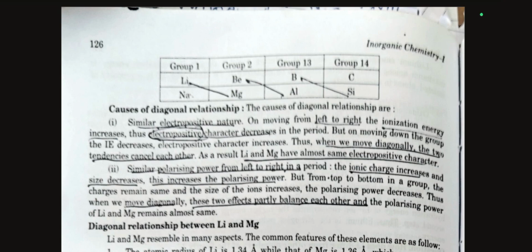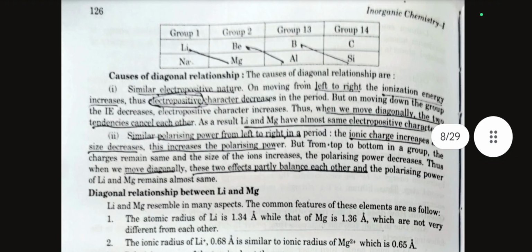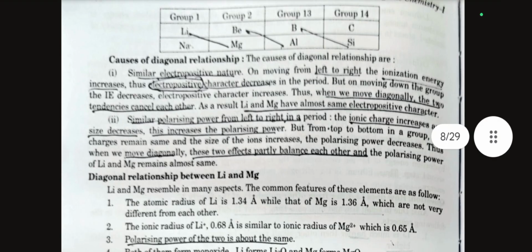Similar polarizing power. From left to right in a period, the ionic charge increases and size decreases. This increases the polarizing power. But from top to bottom in a group, the charges remain the same and the size of the ion increases, so the polarizing power decreases. Thus, when we move diagonally, these two effects partially balance each other and the polarizing power of lithium and magnesium remains almost the same.